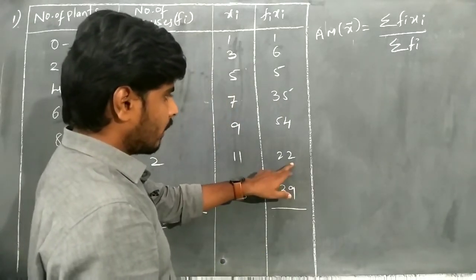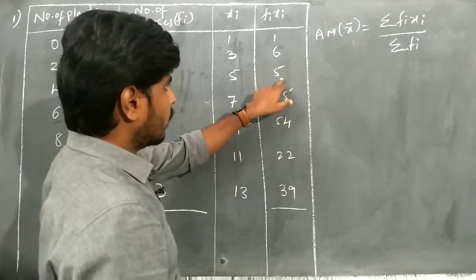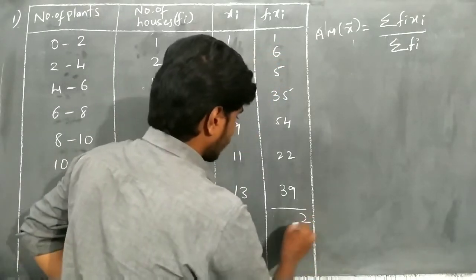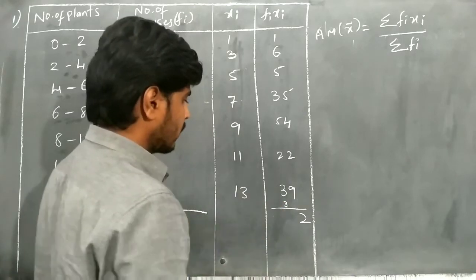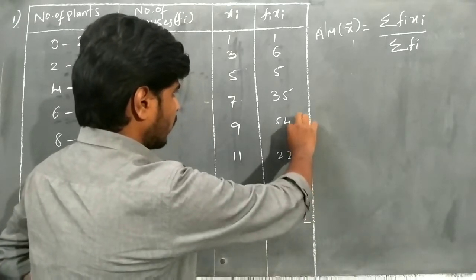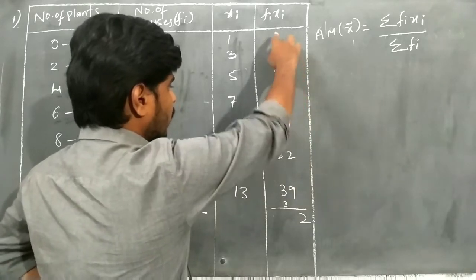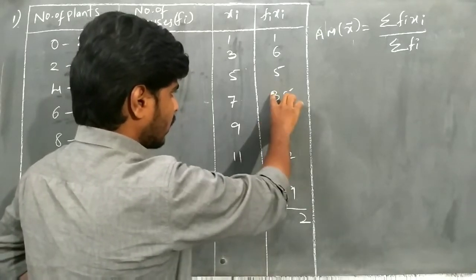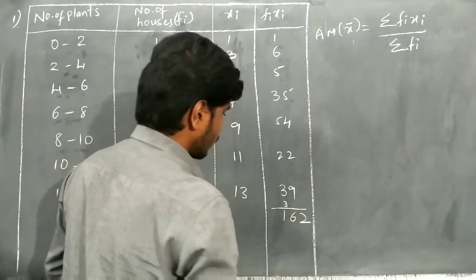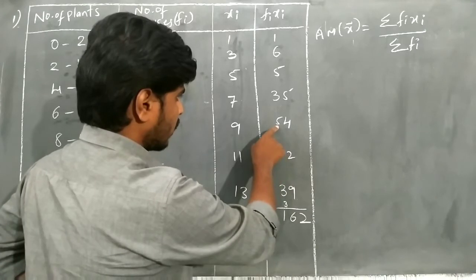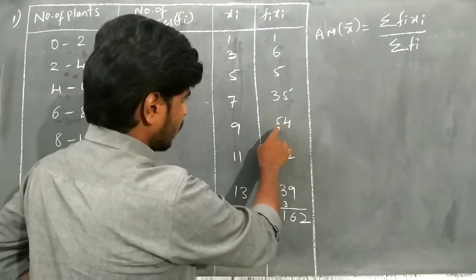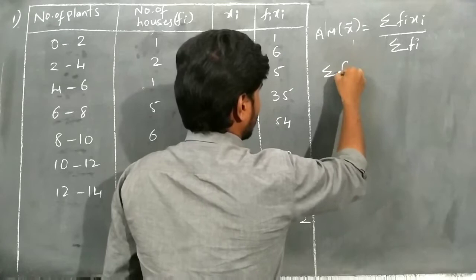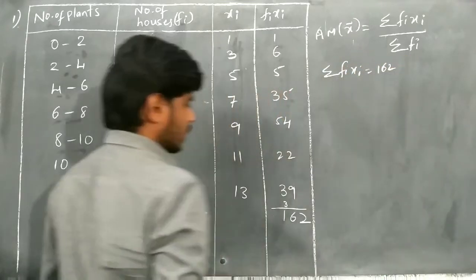So 1, 7, 12, 47, 101, 123, 162. Once again we'll check. 6, 7, 8, 13, 13 plus 3, 16, okay, 162. So we have sigma Fi Xi equals 162.